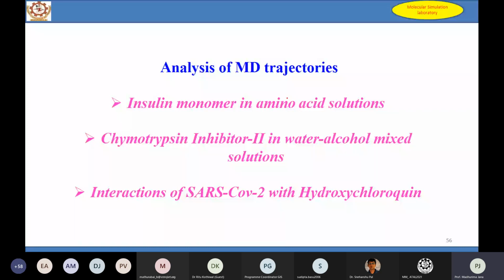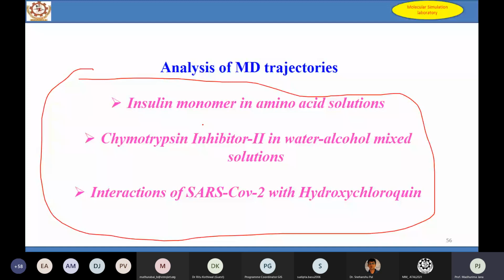So this is work we recently did in our laboratory. First is the stability of the insulin monomer. As I mentioned, insulin is a very important protein for us. It is a hormone protein, you know. So that is the stability of insulin in amino acid solution. And another is an enzyme protein, chymotrypsin inhibitor 2, and its sensitivity in a water alcohol mixed solution.